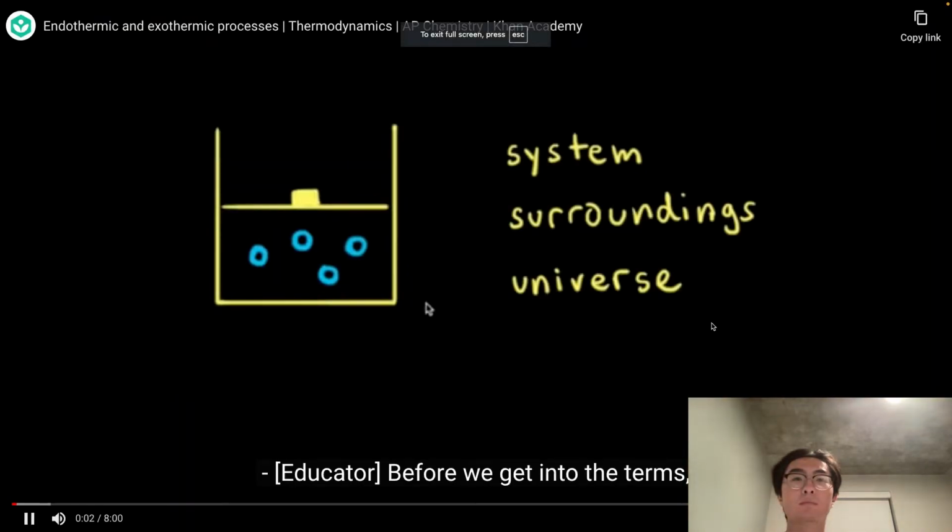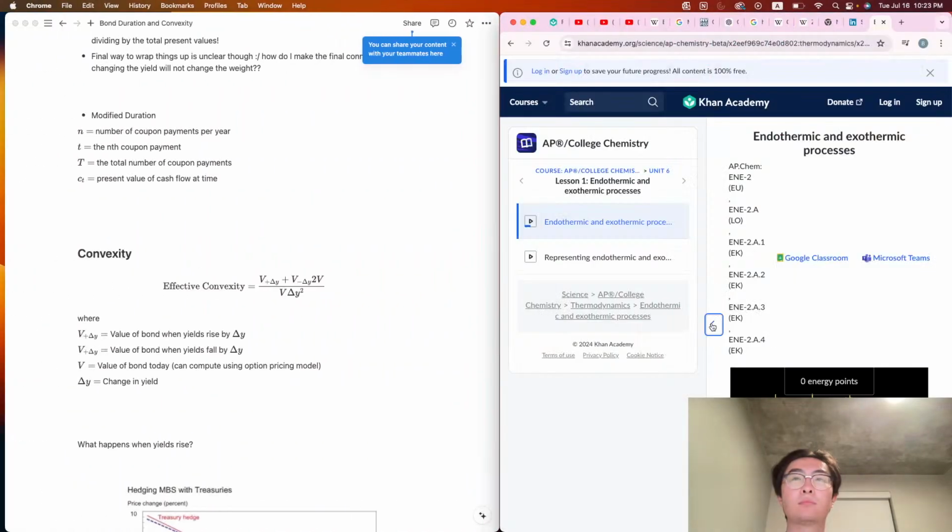Before we get into the terms endo and exothermic, we need to look at some other thermodynamics terms that are used.